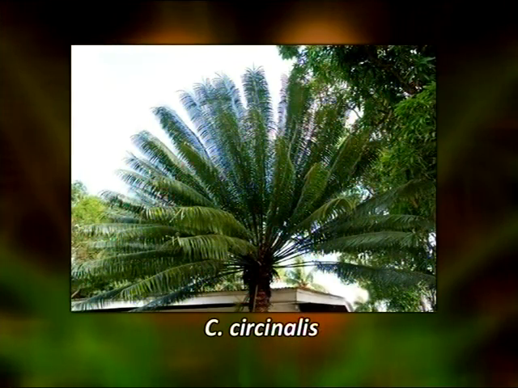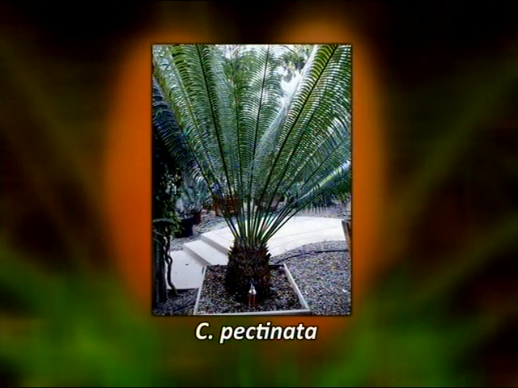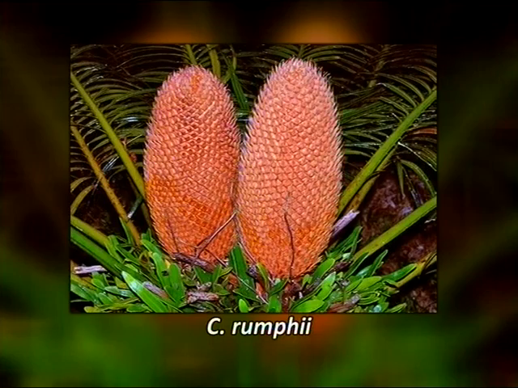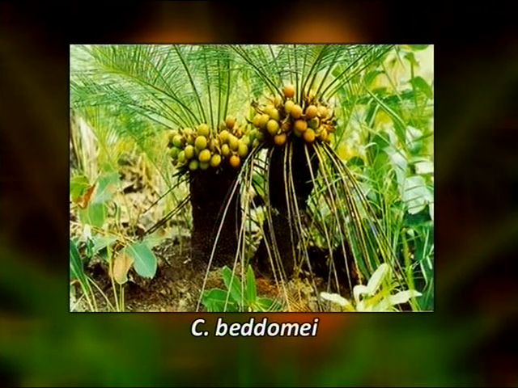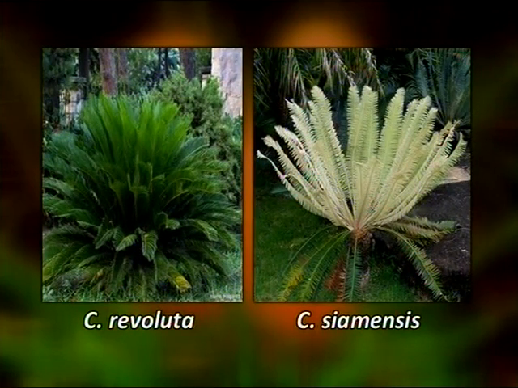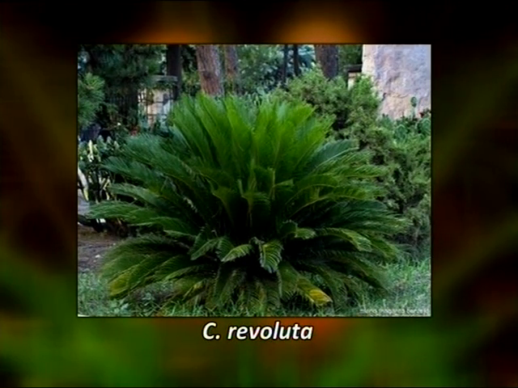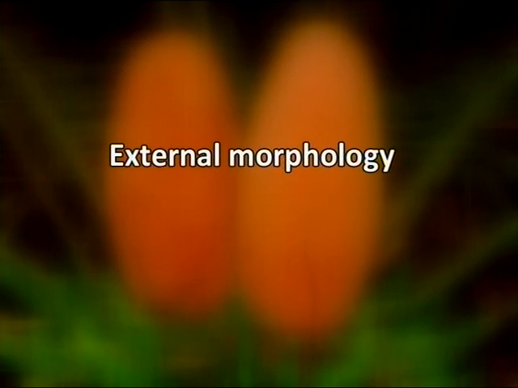Only 6 species of Cycas grow wild in India. Besides Cycas circinalis, Cycas pectinata, Cycas rumphii, and Cycas beddomei occur wild in India. Cycas revoluta and Cycas siamensis are species which are cultivated generally in Indian gardens. Cycas revoluta is the most generally cultivated Cycas species of gardens. Now we will discuss the external morphology of Cycas.